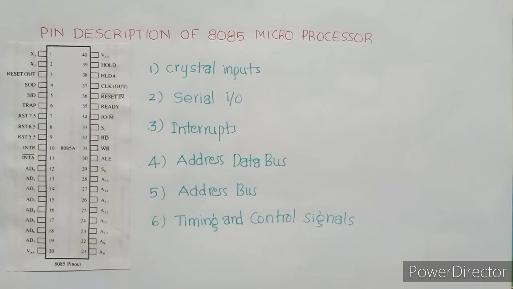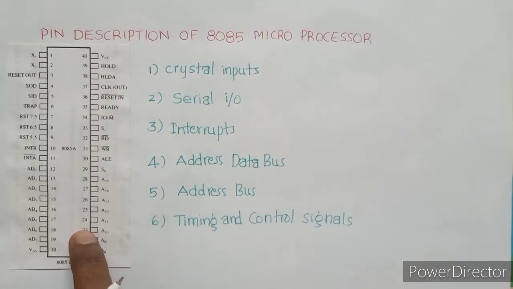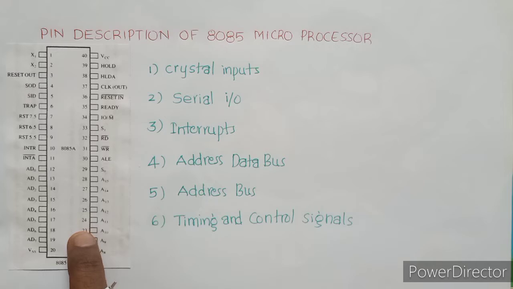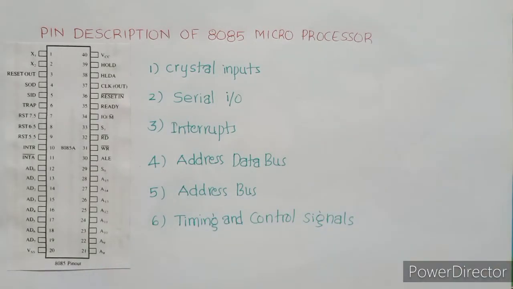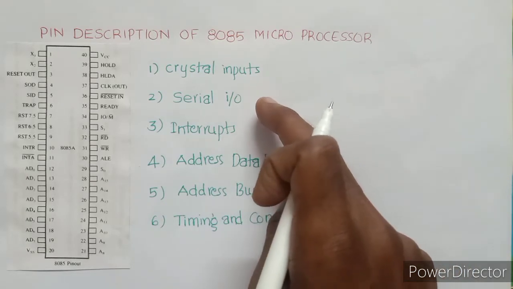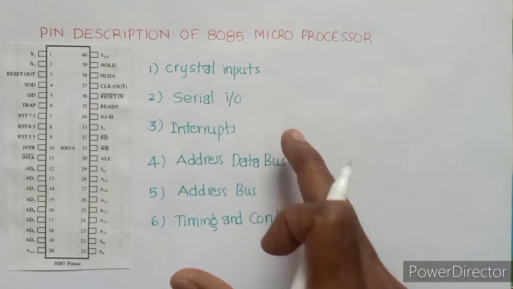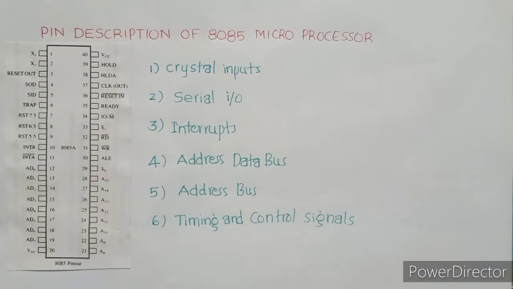Pin diagram of the 8085 microprocessor and also pin description of the 8085 microprocessor. This is the pin diagram of the 8085 microprocessor. In the pin diagram there are 40 pins. These 40 pins are divided into 6 zones: crystal inputs, serial input output, interrupts, address data bus, address bus, timing and control signals.